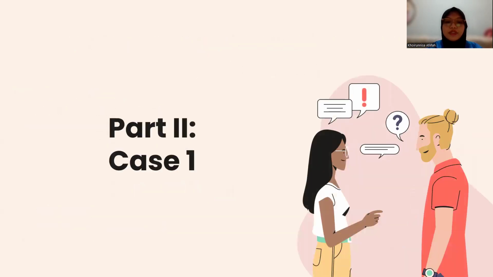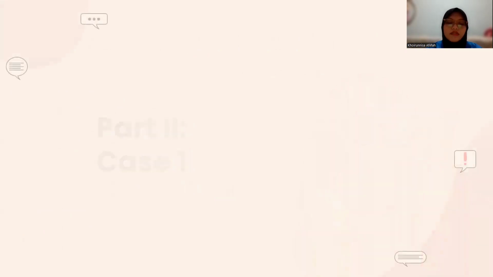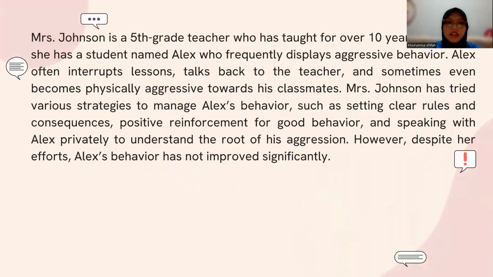Let's move to the second part. For the first case, we have Mrs. Johnson, a fifth grade teacher who has been teaching for over 10 years. This year, she has a student named Alex who frequently displays aggressive behavior. Alex often interrupts lessons, talks back to the teacher, and sometimes even becomes physically aggressive towards his classmates.